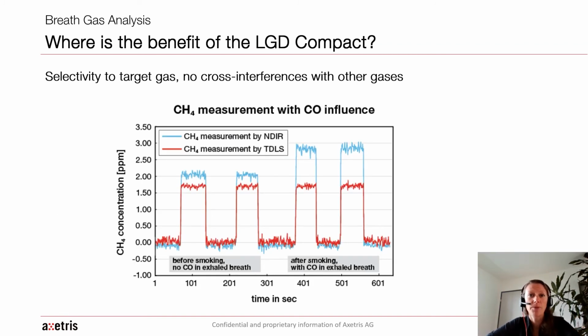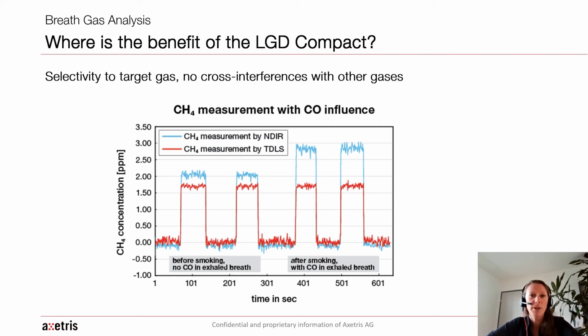Another good example of cross-interference is carbon monoxide. Carbon monoxide is often present in the breath of smokers. This gas is outside the spectrum of CH4. Therefore, it does not interfere in the TDLS measurement. We can see this well in the diagram. The TDLS curve is the red one. Here you can see a CH4 measurement which was made before smoking. These are the left 2 measurements, and after smoking. These are the right 2 measurements. And the CH4 is not influenced by CO and remains stable with the TDLS technique.